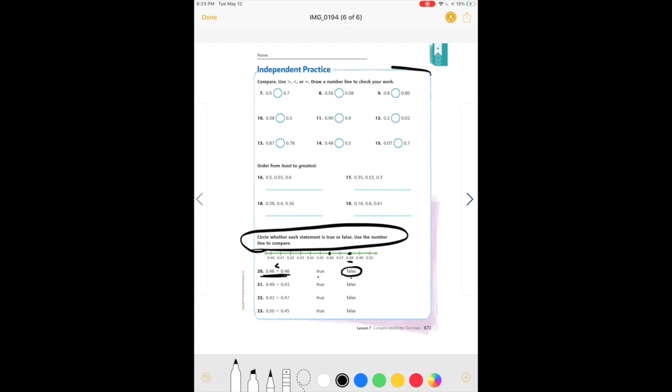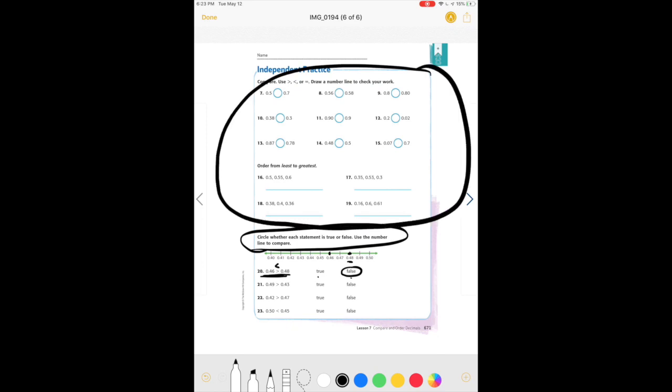All right, all of these up here are what we just did. So those should be pretty easy. And then I just did 20 as an example, so you should be able to do the rest of those.